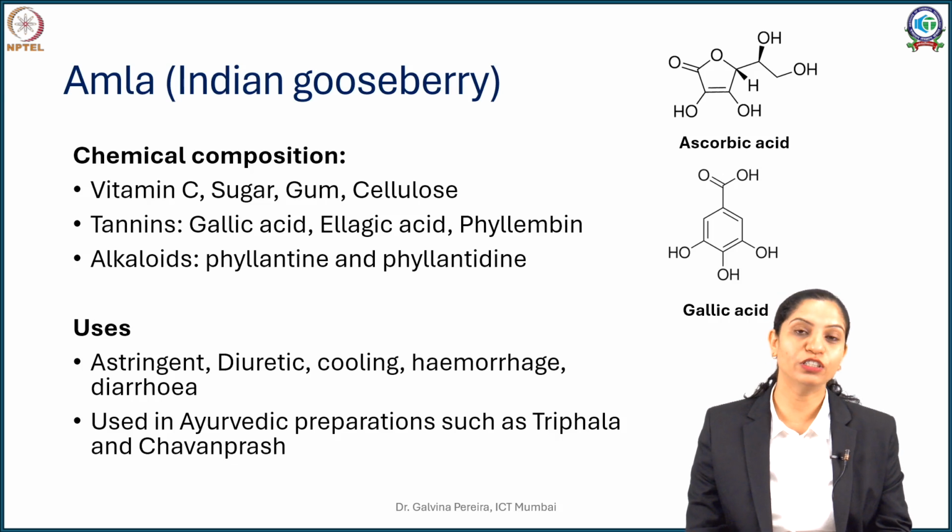You remember the video we saw in the previous session where we found a blue color complex with ferric chloride? That was the amla solution. So it gives you a nice bluish color complex owing to the presence of high content of gallic acid. It contains ellagic acid and also phyllembin as tannins. It also contains alkaloids, that is nitrogen containing compounds such as phyllantidine and phyllantine.